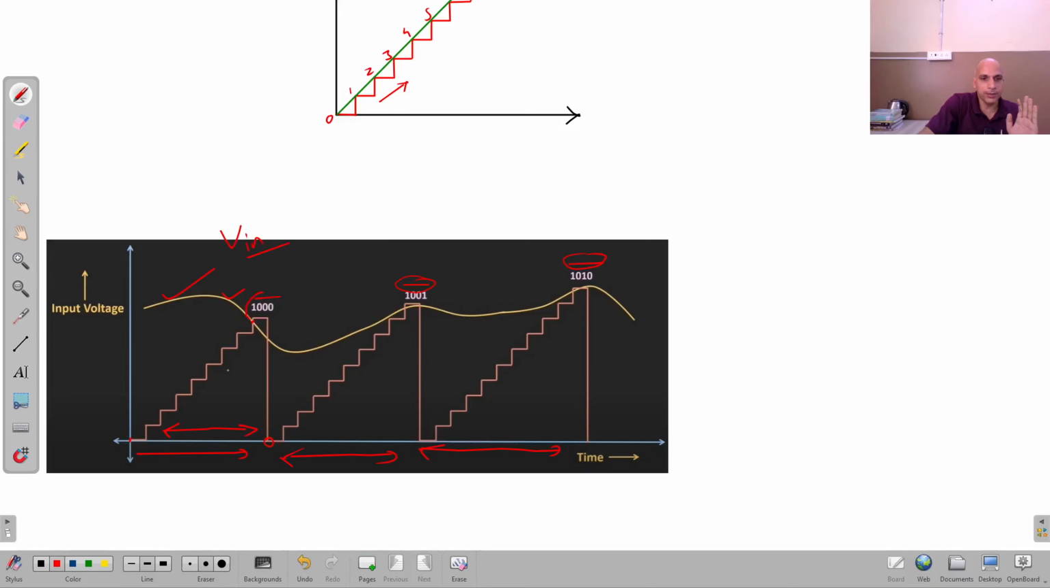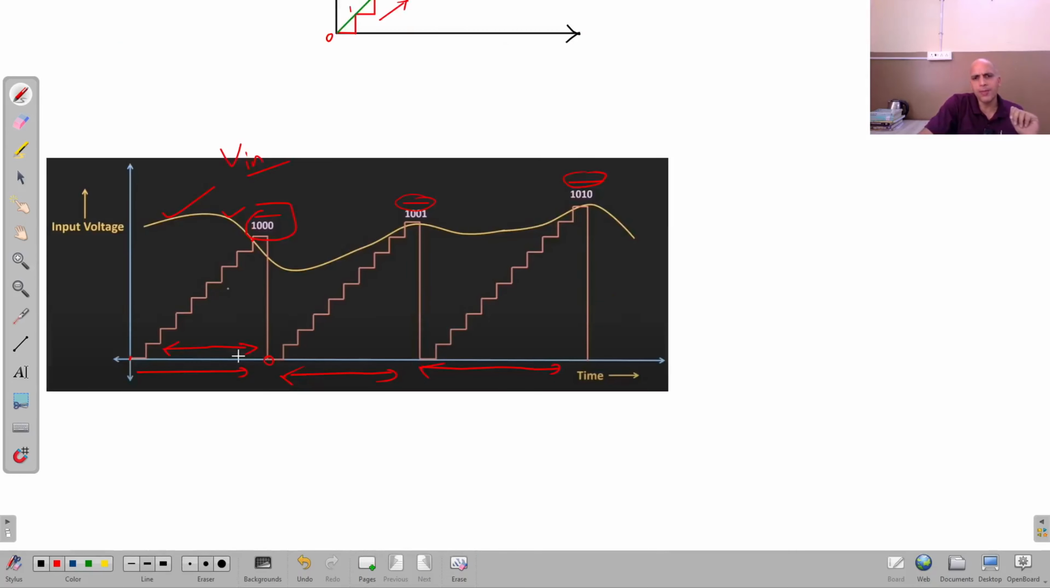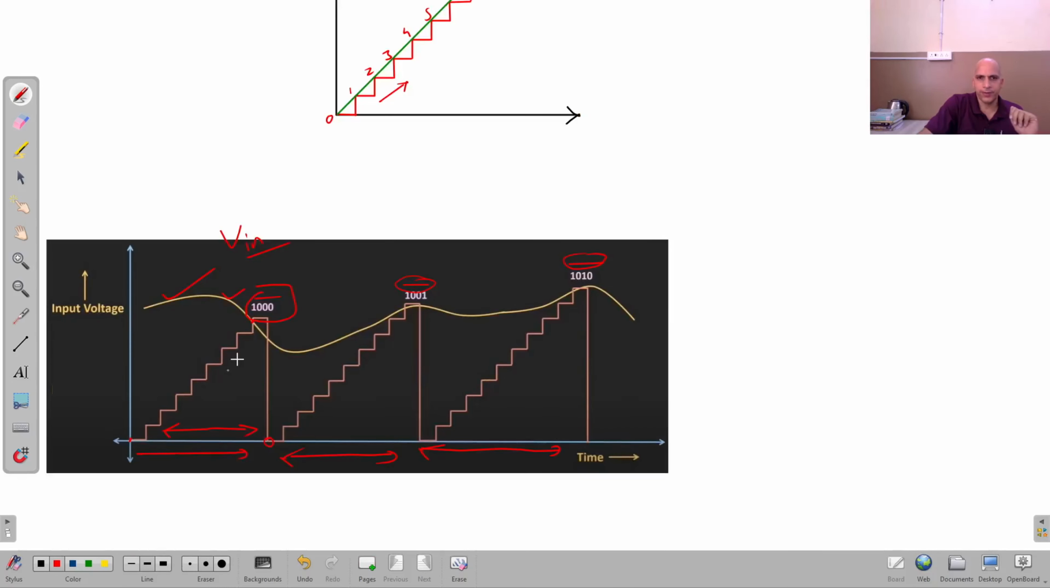These samples will be the samples of the corresponding analog voltage, right? And we can say it will be the converted format of A to D, right? Now I am coming to the resolution time, right?